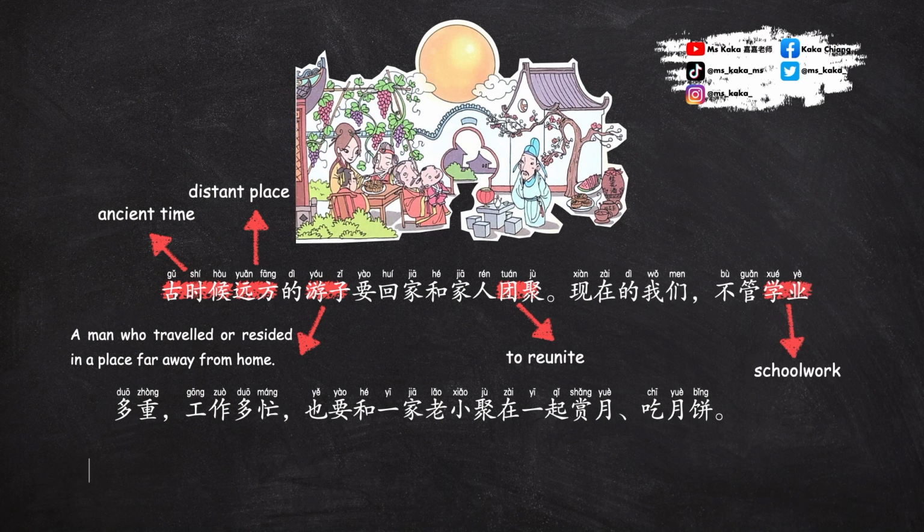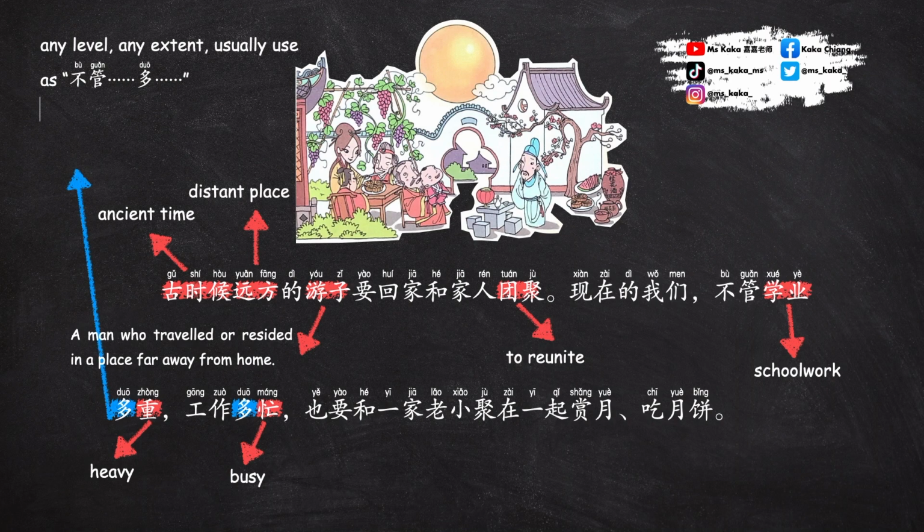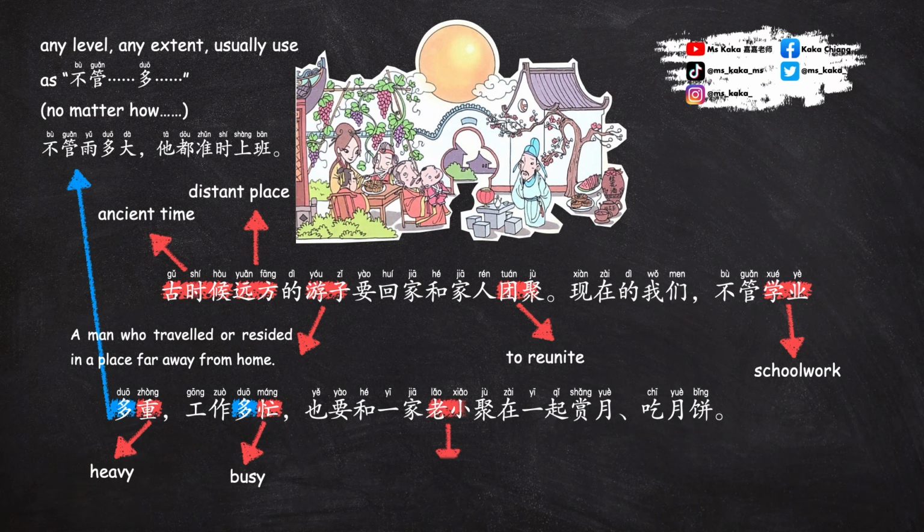学业 schoolwork 重 heavy 忙 busy. Regarding 多 which is used with 不管 before adjective to indicate that no matter how. For instance, 不管雨多大，他都准时上班. So it means no matter how heavy the rain is, he always comes to office punctually. So 不管学业多重，工作多忙 means no matter how heavy the schoolwork is or how busy they are. Then the last clause, 老小, literally means the old and the little.